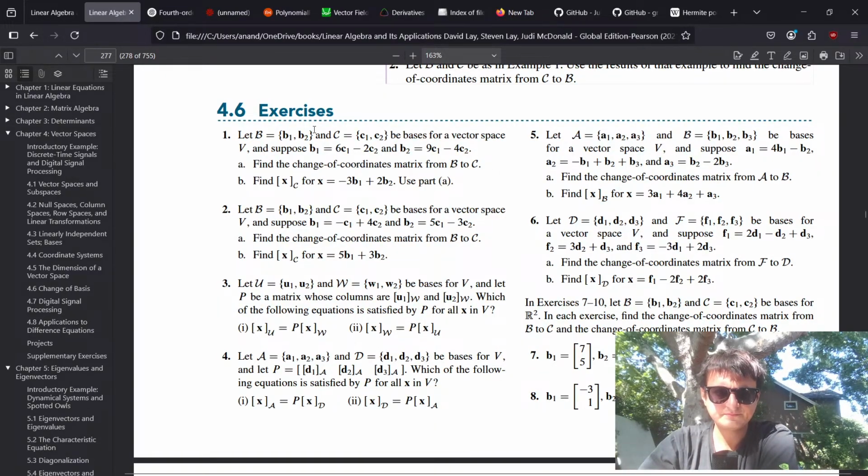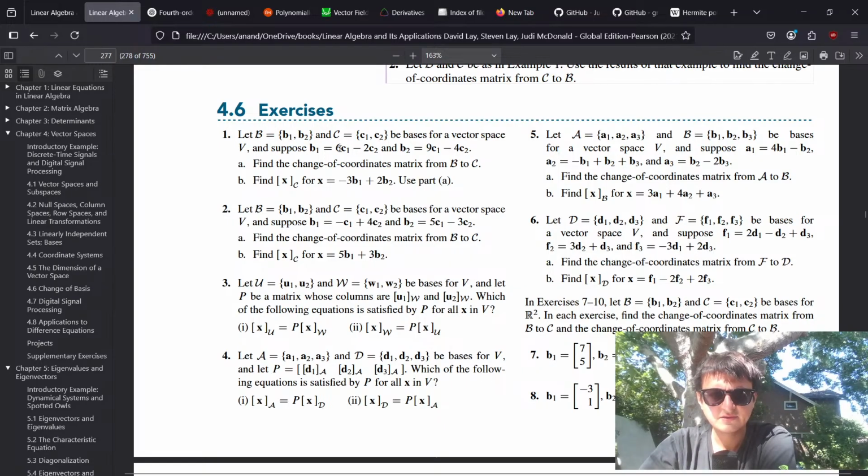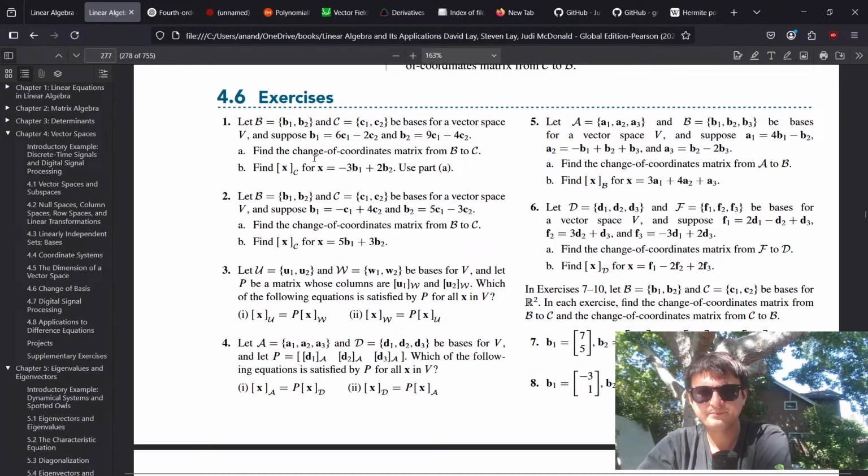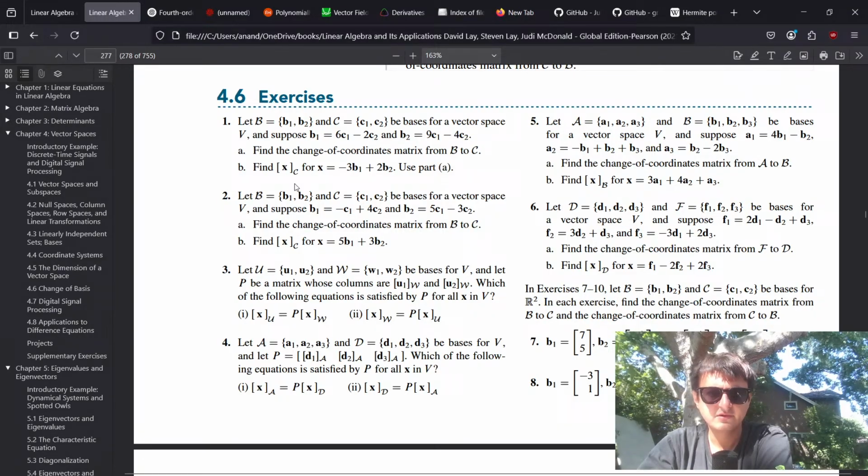So B and C are bases, and then you have B in terms of C. So this is B1. So (6, -2) is B1, is the C coordinate vector of B1. Find the change of coordinates matrix. Find XC.